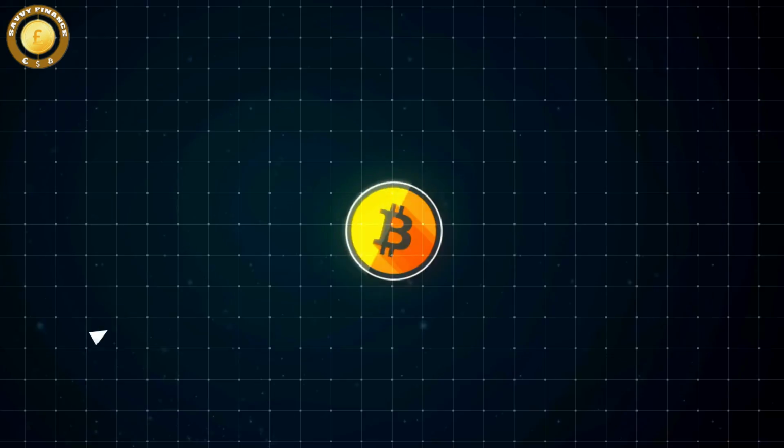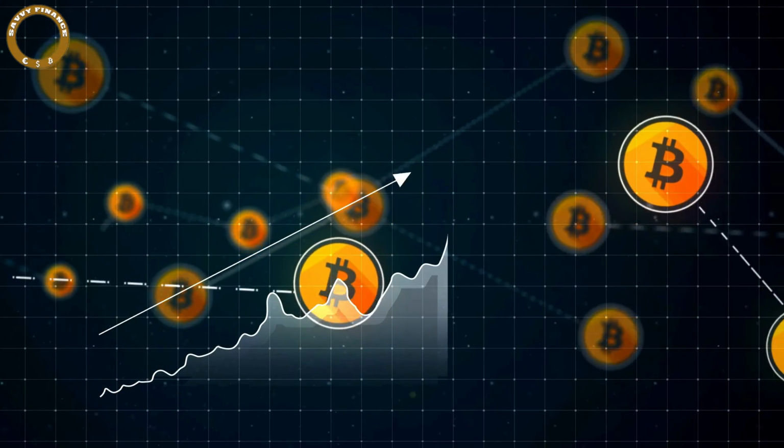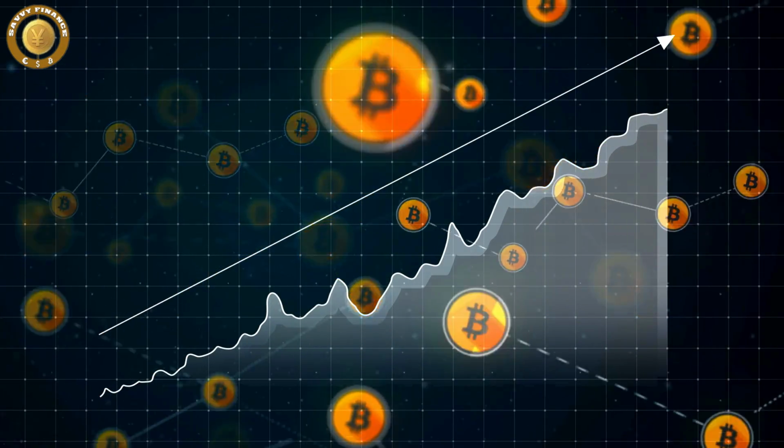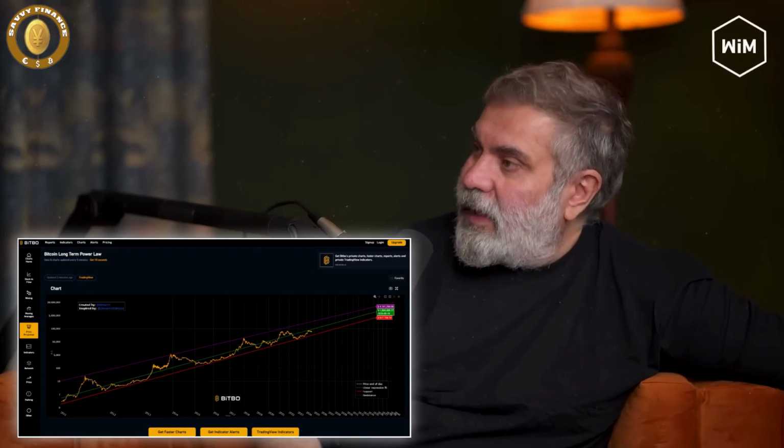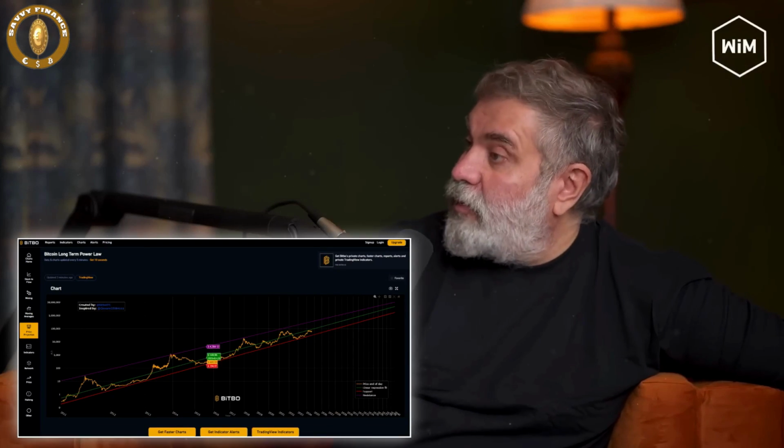What are your thoughts on Giovanni Santostasi's idea that Bitcoin's growth is driven by adoption rather than traditional demand-supply dynamics? Do you think his power law relationship predictions will hold in the future?